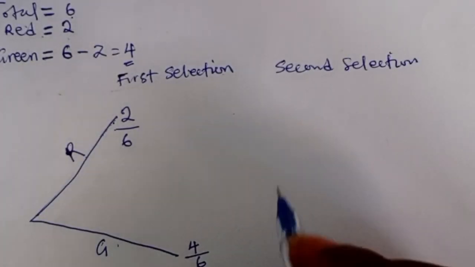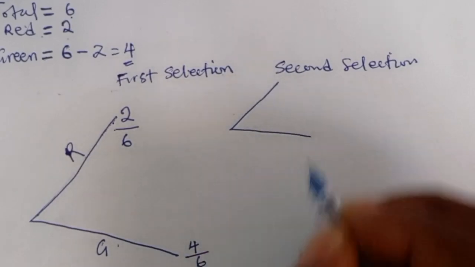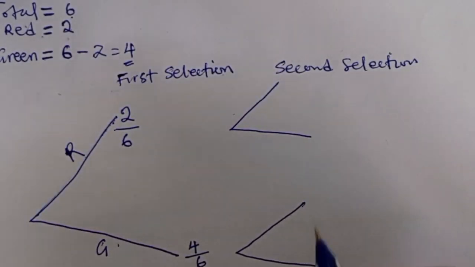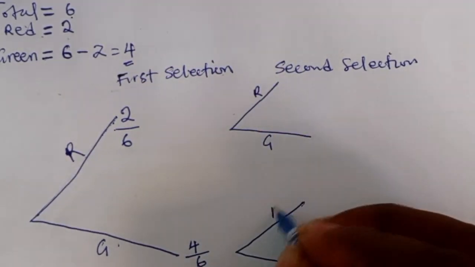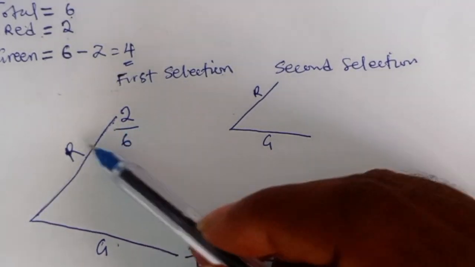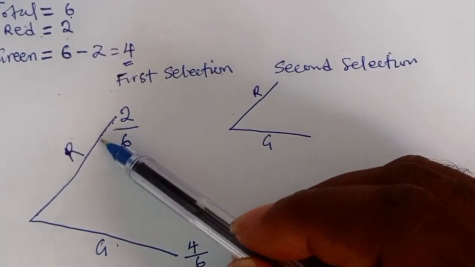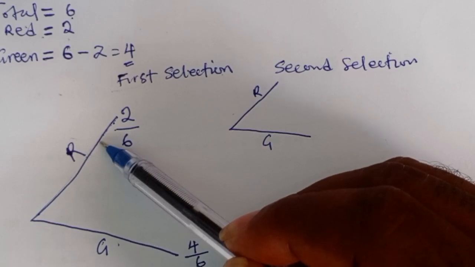Let's go to the second selection. Second selection, we have red, green. So suppose my first selection was red. Okay? Remember the question says without replacement.